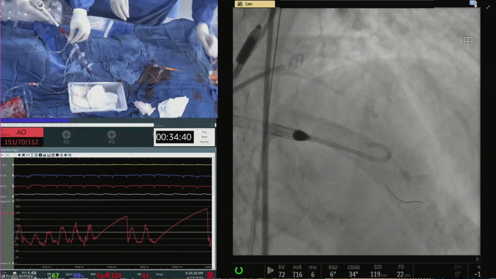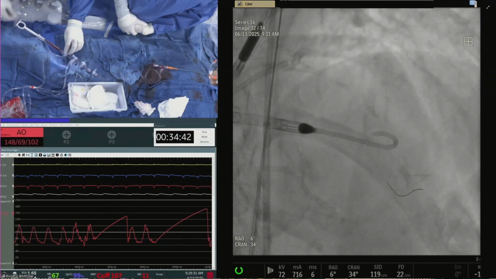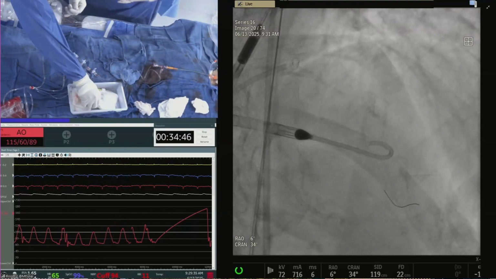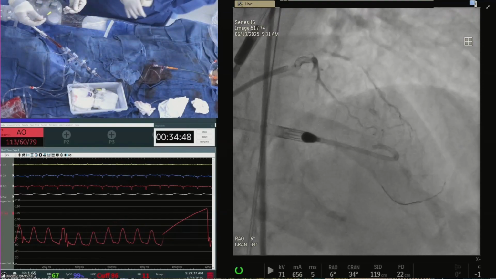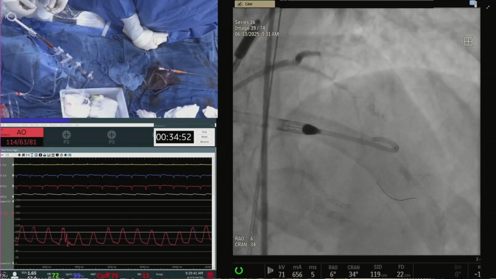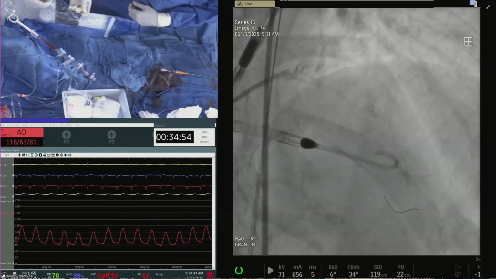Okay, we still see flow in the LAD, which is good. And we see some flow in the LED. So it looks now like the wire had some impact. Let's see what happens with devices. And it's interesting because there's the Fine Cross.